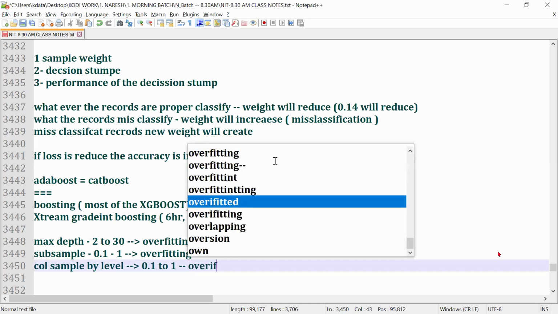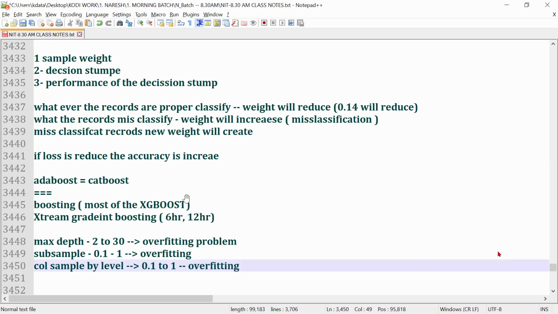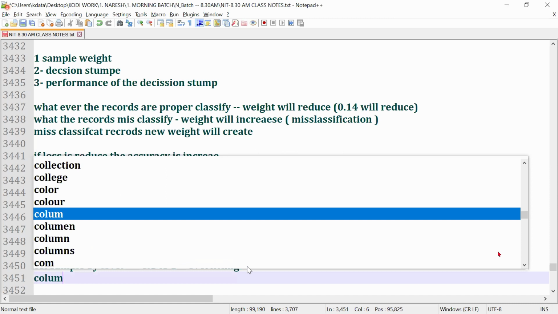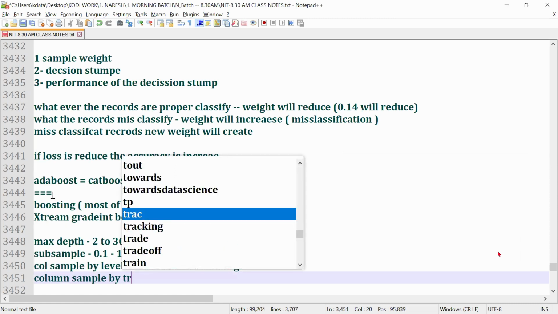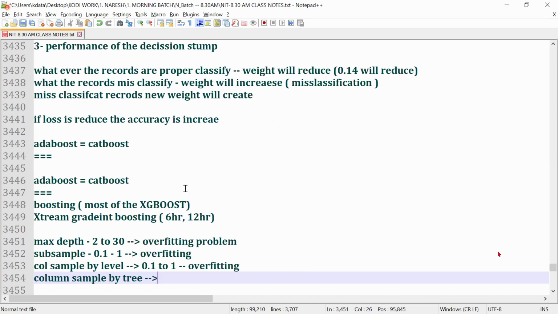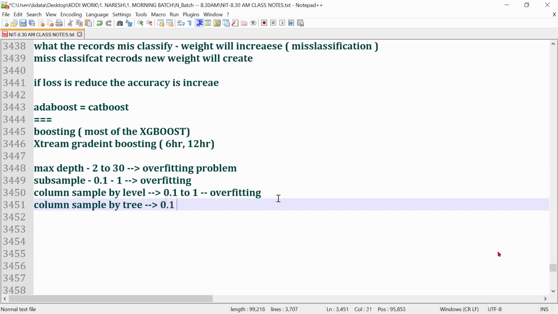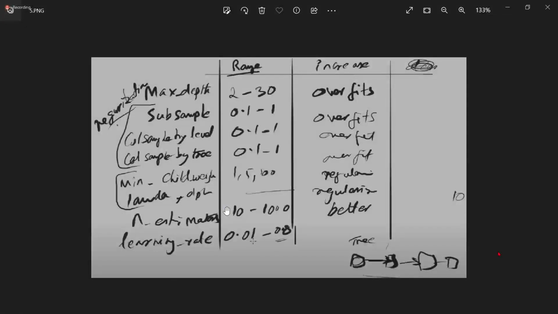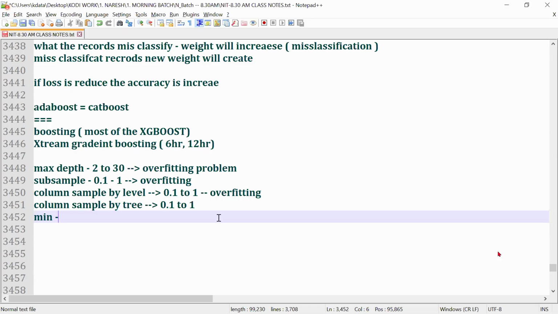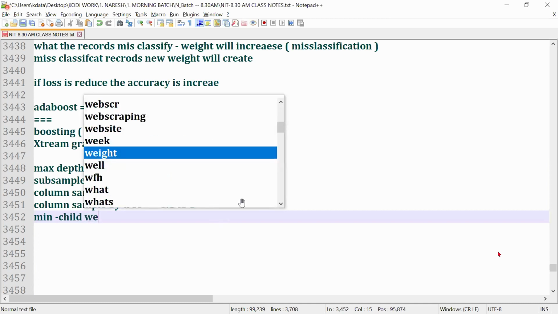In the hyperparameters, if you pass max depth as 31, that means it will overfit, guys. Understand or not? And column sample by tree, 0.1 to 1. Minimum child weight, which is 1.5, 1.5, 100.